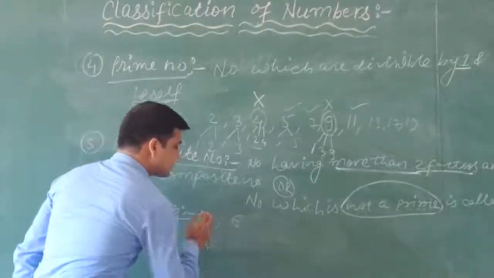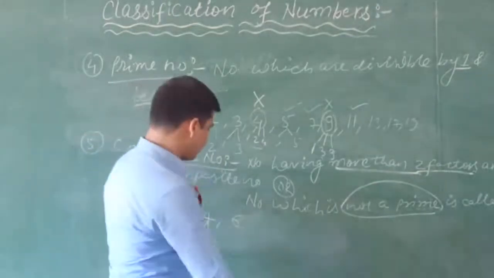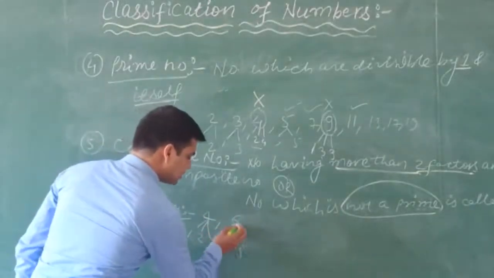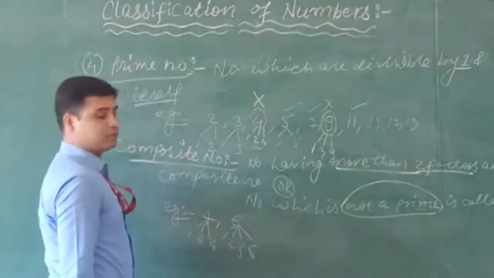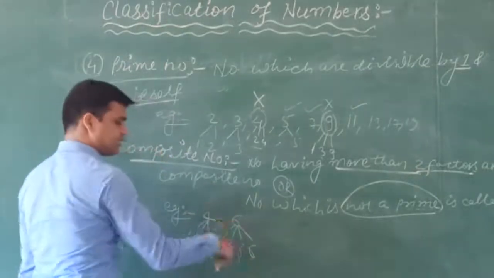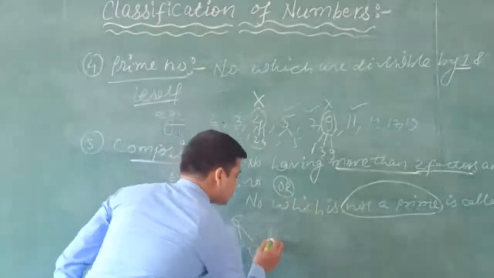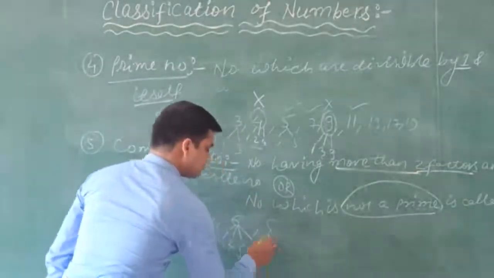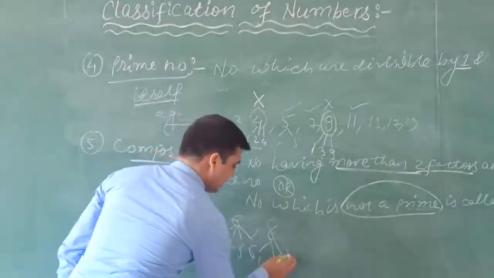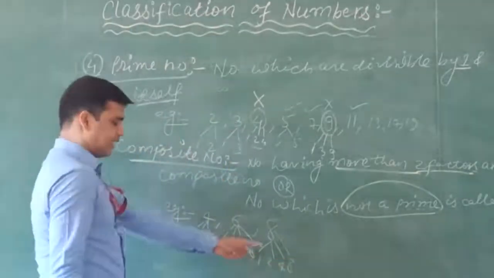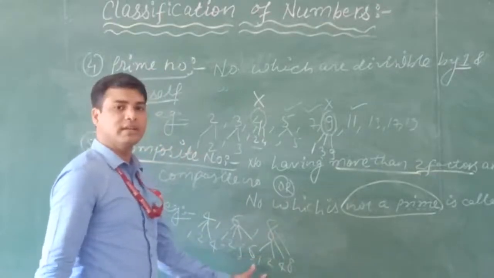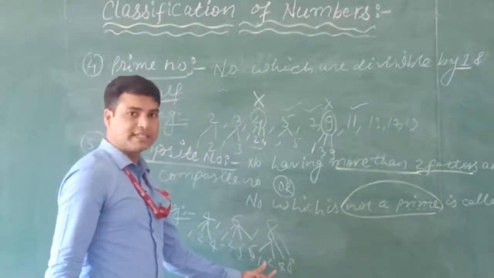If I am asking, 6 is a composite number. How? See this here. 6 is divisible by 1, 2, 3, and 6. Yes, this is also composite because more than 2 factors. See this, 1, 2, 3, 4 factors are there. That's why this is a composite number. I am asking 8. 8 is a composite. How? See this, 1, 2, 4 and 8. These are the factors of this 8. Means this 8 is divisible by 1, 2, 4, 8. That's why this is a composite number because it has more than 2 factors.